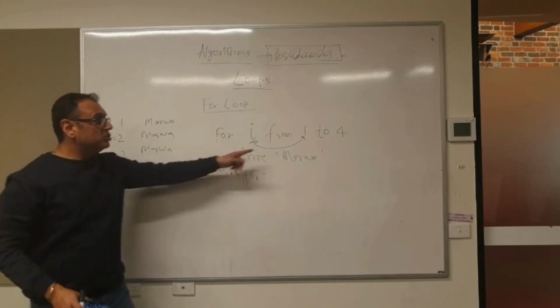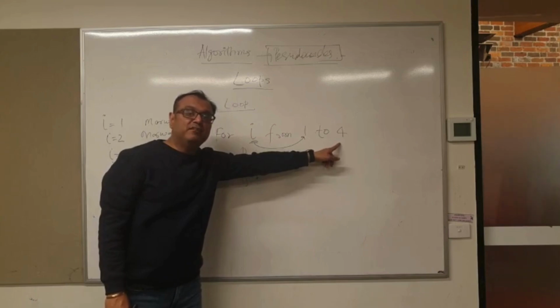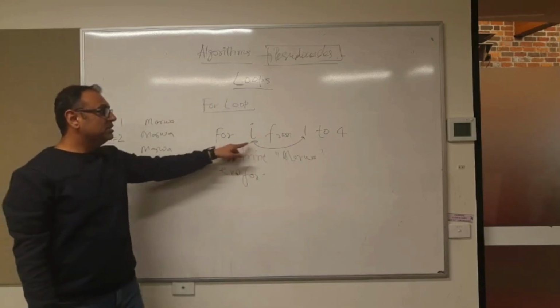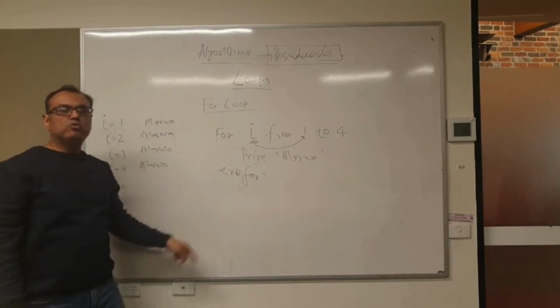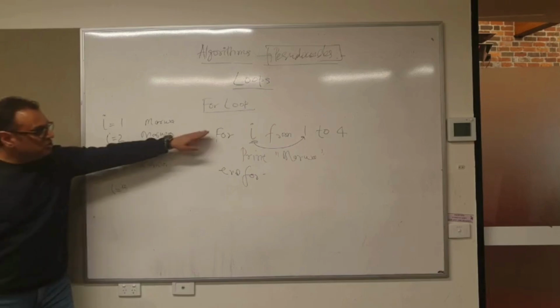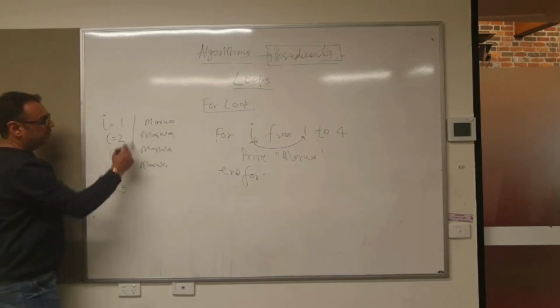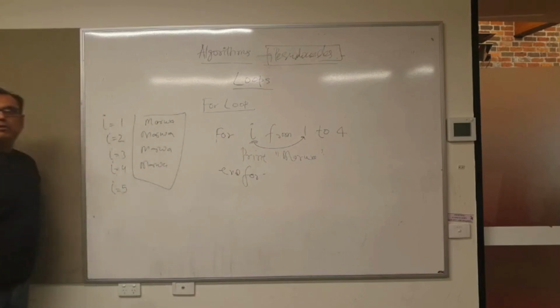Go back up, check the last. Yes, 5 is greater than 4. Now, this condition, it won't enter into this loop. It'll straight away go to the next one. It'll just jump the loop out. And we printed the name 4 times.